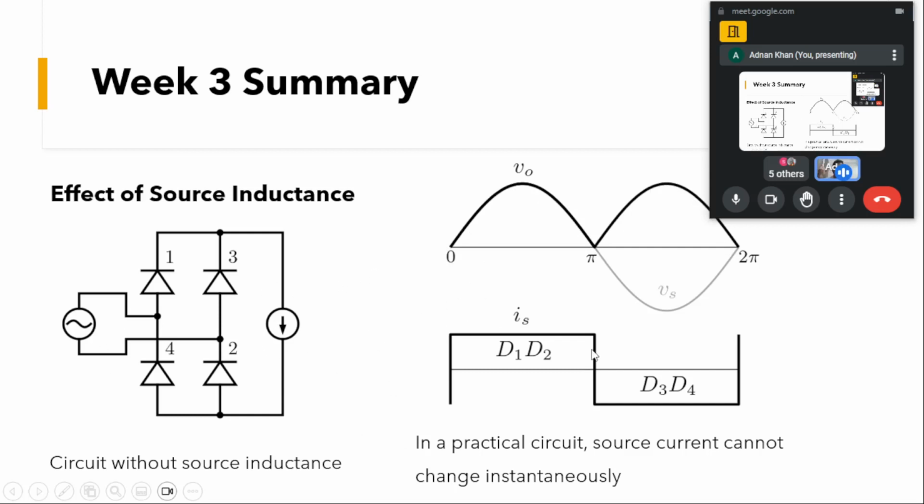And our input current will be a square wave. In the positive half D1 and D2 will conduct, and in the negative half D3 and D4 will conduct. So our source current, or grid current, is a square wave.